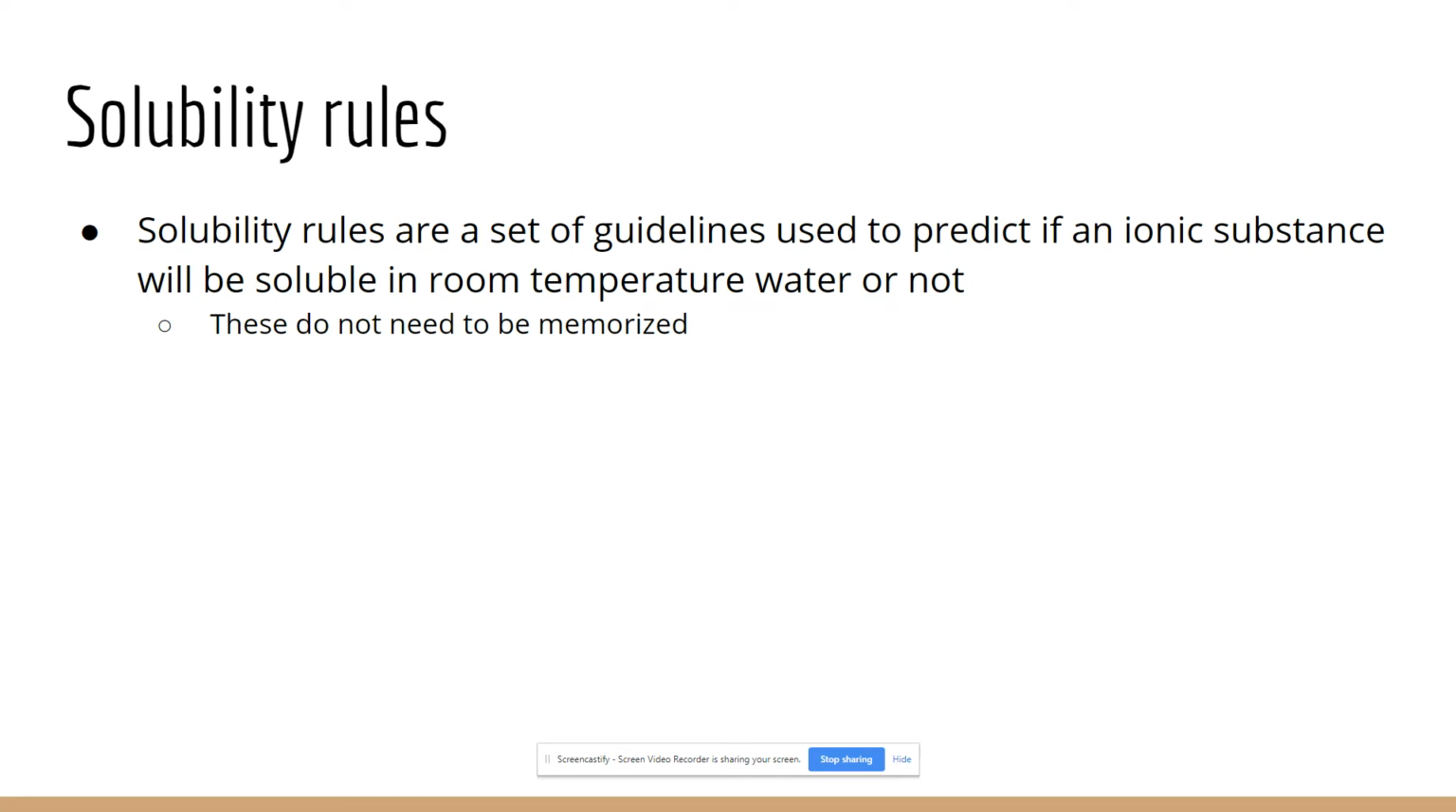Pause here. If I haven't done this already, I've probably posted to Google Classroom a PDF of just solubility rules. These are a set of guidelines determined through experimental evidence that are used to predict if something is going to be soluble in room temperature water or not. This is useful if you want to know if something's going to dissolve in water, because the chemical properties in the solution versus the solid are totally different. So you might want to know before you do an experiment if something's likely to dissolve in water.